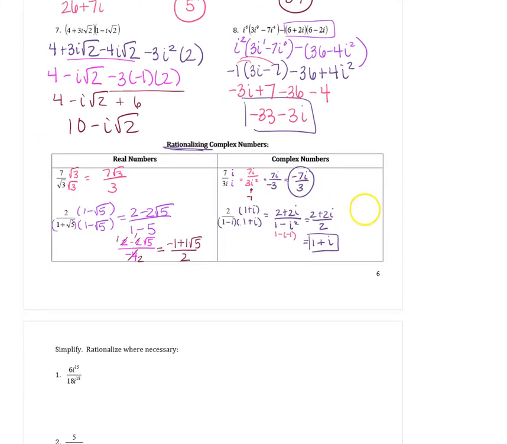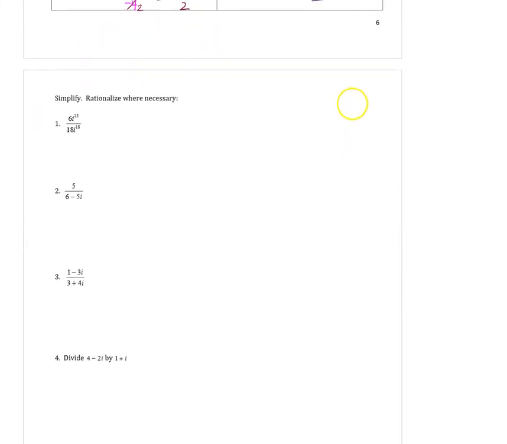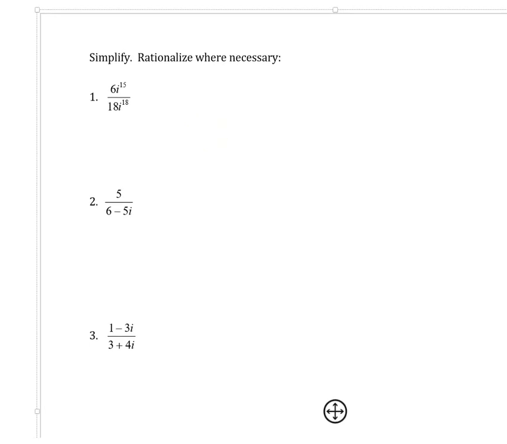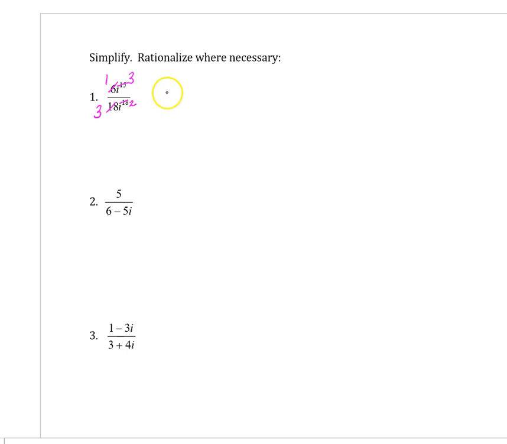Okay, so moving on to our next page, we're going to practice simplifying, and we're going to rationalize where necessary. So our first example, I'm going to do it a couple different ways. When I'm looking at this expression, the first thing my eyes go to are the 6 and the 18. I can simplify that to 1/3. Next, I'm going to simplify the i to the 15th. So i to the 15th simplified, 15 divided by 4 is going to have a remainder of 3. And 18 divided by 4 is going to have a remainder of 2. So I'm going to rewrite this as i to the 3rd divided by 3i squared.